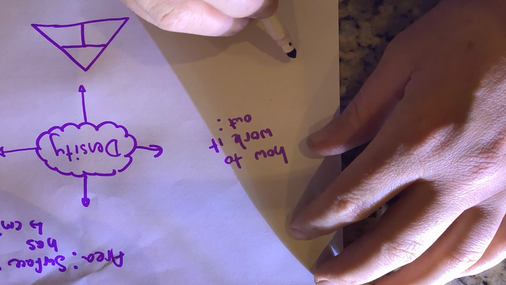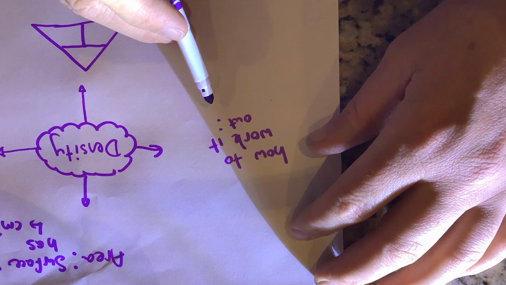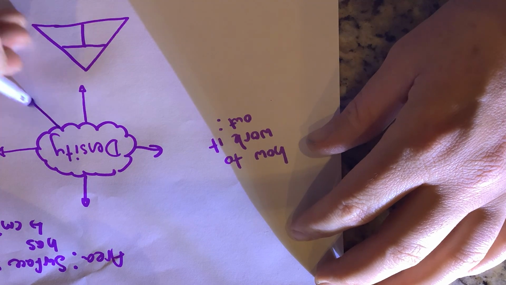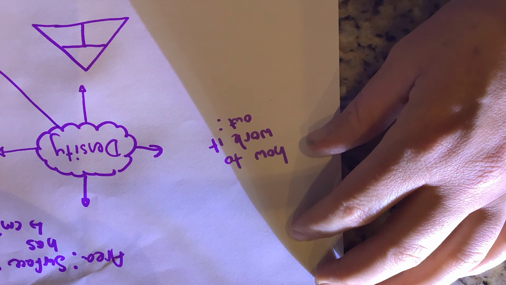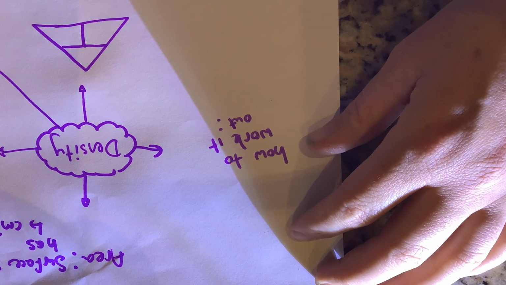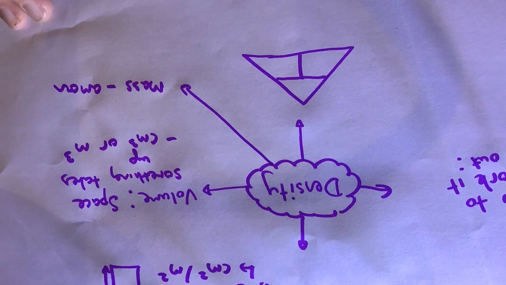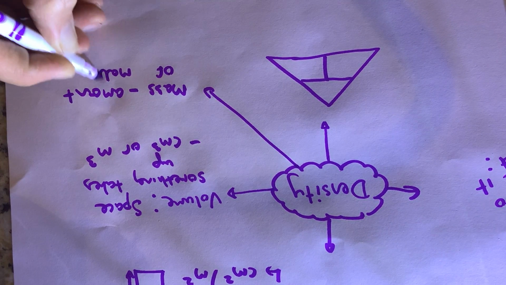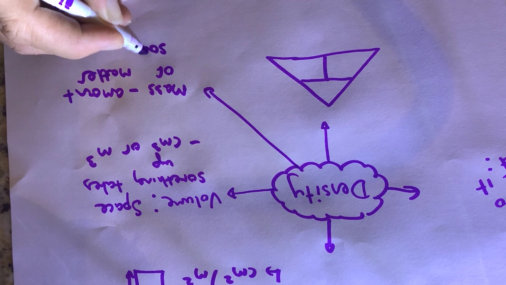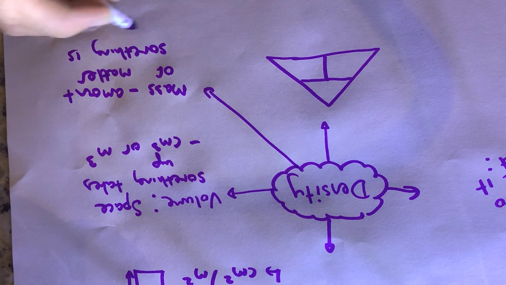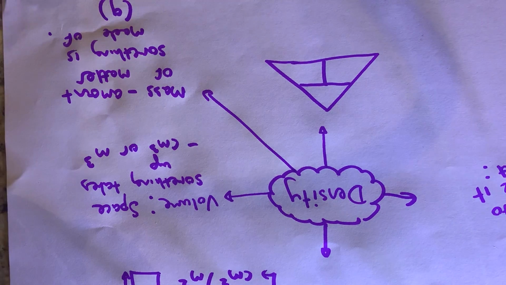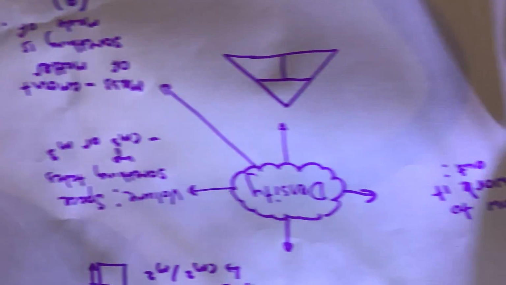To get your density, you need both the mass of something, and that's how much something weighs. So let's write that down there. Mass is the amount of matter, or stuff, something is made of. And it's usually measured in grams or kilograms. So that's your mass.